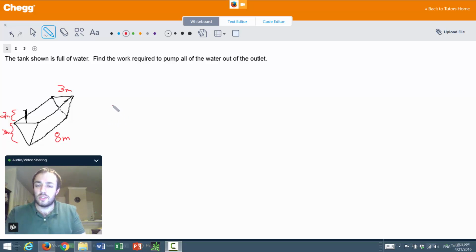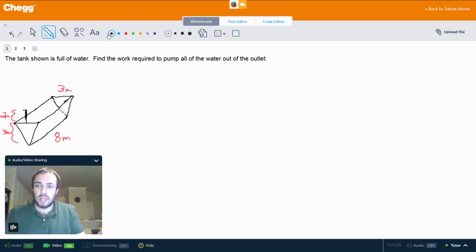What we're going to do here is examine the work required to pump out one tiny little sliver of water, and then use calculus to integrate over all of the little slivers in the tank and find the work required to pump out all of the water. To do this, imagine we're looking at the tank directly from the side. What are we going to see?